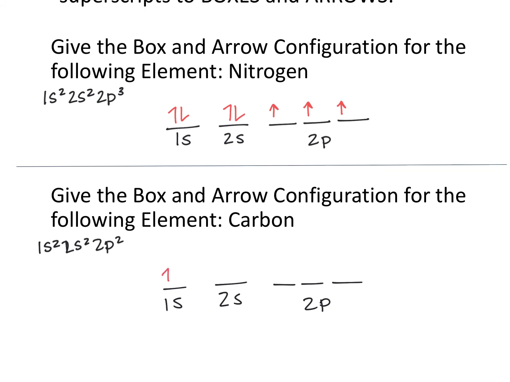1s2 is full, okay, 2s2 is full, and 2p I have 2, so just like Hund's rule, I'm going to fill all my boxes with up arrows before I do any down arrows, and I get something that looks like that. This concludes our box and arrow method. The last one we have to discuss is atoms versus ions with configurations.